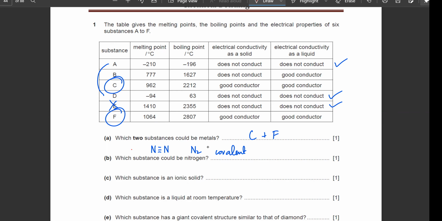So let's focus on D first. At 25 degrees centigrade, below the melting point, that's a solid. Between the melting and boiling point, that's a liquid, and above the boiling point, that's a gas. Now explain where 25 degrees centigrade falls. In the middle, so it's a liquid. That means it's not going to be D, because at room temperature D is a liquid.